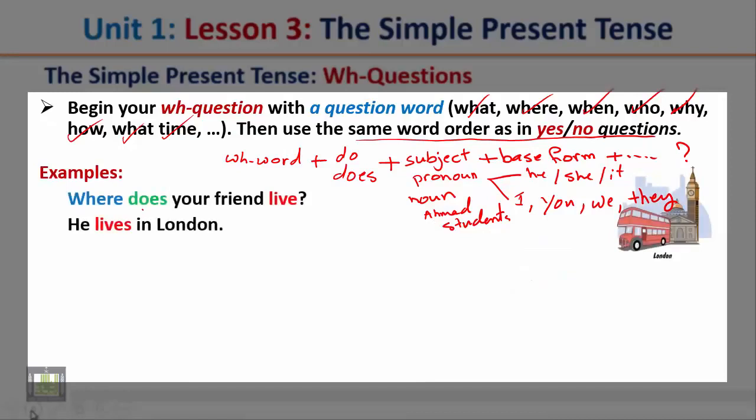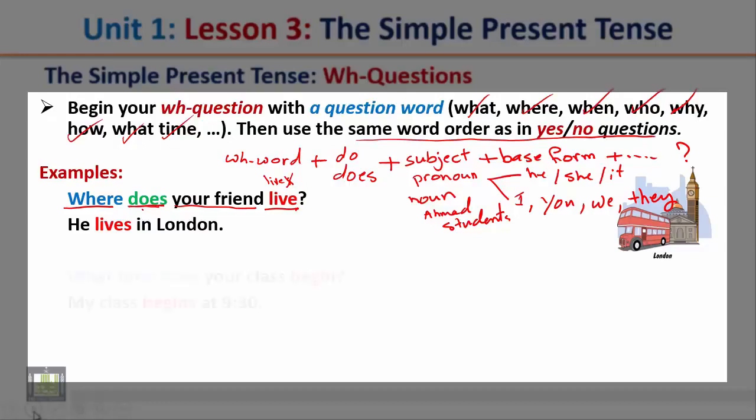Where does your friend live? Notice here that this question starts with a question word followed by does, followed by the subject, a singular noun, followed by the base form of the verb. Where does your friend live? The answer, he lives in London. Notice here that when we use does, we don't add s to the verb. So don't say lives. You have to delete the s. We have to use live.